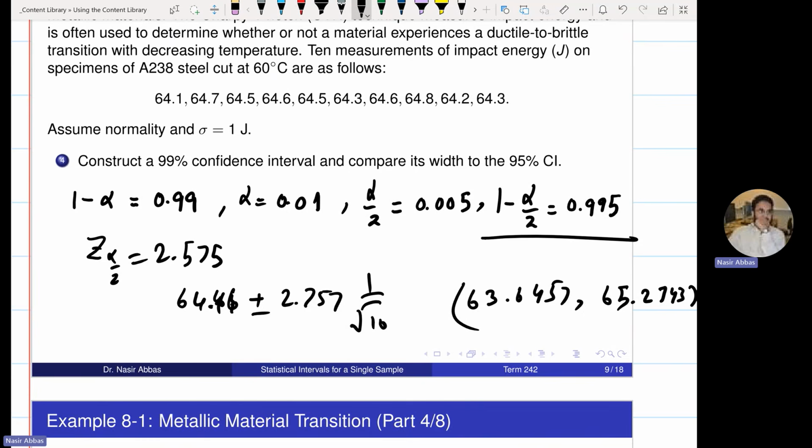Logically speaking, should it be narrower or wider? Wider. Why wider? Because as we increase the range, there's more chance of capturing the mean. You want to be more confident, not more precise.